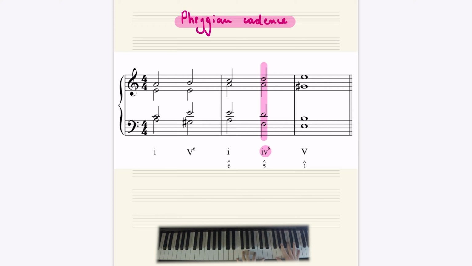In this example, we have a cadence that is going from chord 4/6 onto chord 5. Again, 4/6 and 5. And this kind of cadence, these two chords, 4/6 and 5, is called the Phrygian cadence, and it is characterized by that half-step motion in the bass from the predominant harmony onto the dominant. Notice that the Phrygian cadence is a half cadence. It stops on the dominant. But of course, you could continue in this example and resolve it onto the tonic.